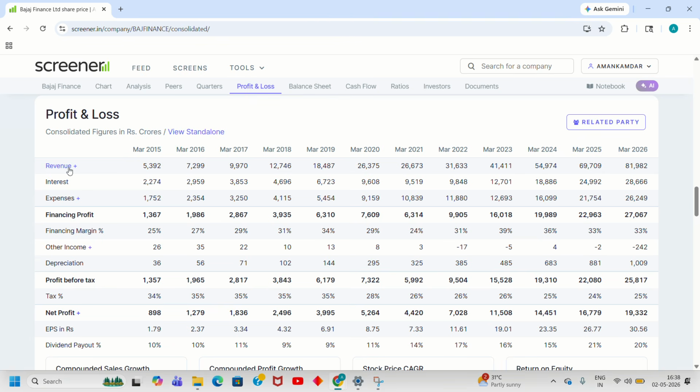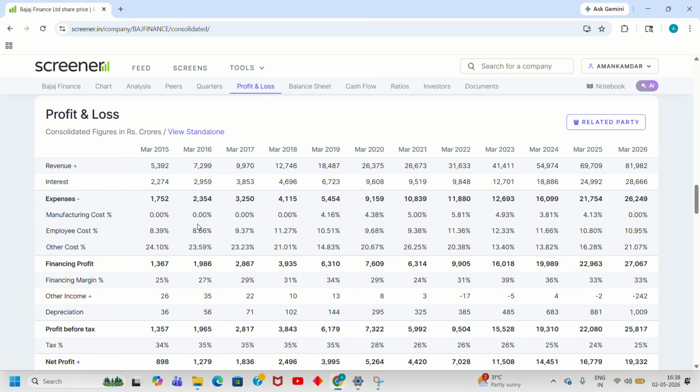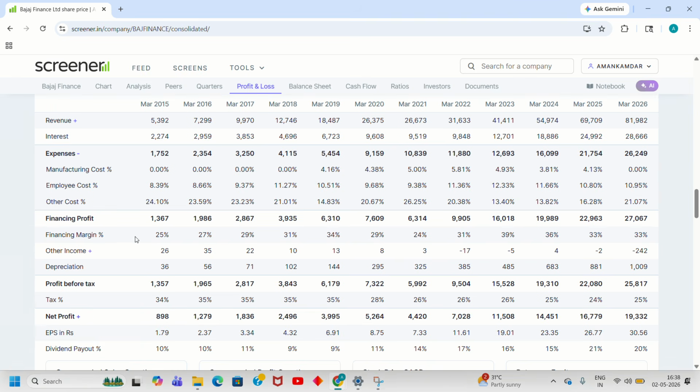Now we move on to the profit and loss scenario. Here we can see the revenues. Same, we can see the trends. The revenue is also increasing year on year. Now interest income is also increasing. Now the expenses: here is the bifurcation of the expenses, manufacturing cost, employee cost, other costs as well. Now the financial profit, same increasing trend.